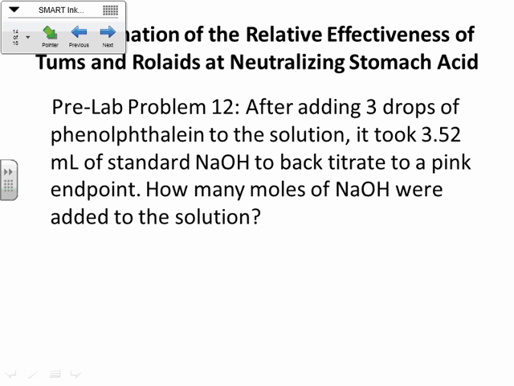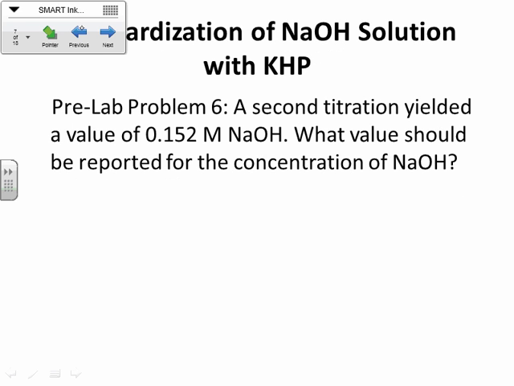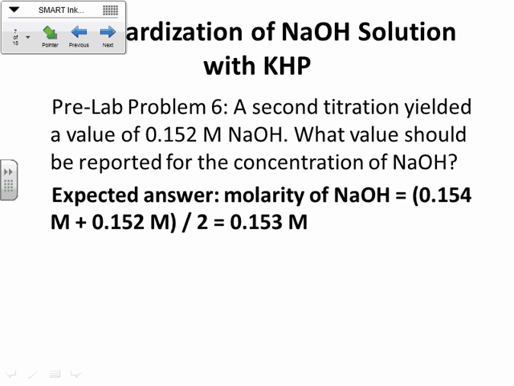Okay. After adding 3 drops of phenolphthalein to the solution, it took 3.52 milliliters of standard NaOH to back titrate to a pink endpoint. So then we have to figure out how many moles of NaOH did we add to the solution. Okay. So again, this is just the same basic calculation. Molarity equals moles over liters. Okay. The molarity of the NaOH, oh gosh, I don't remember. I think it was 0.153. On the average. I can't remember. I'm going to have to go back and look. Yep, 0.153.